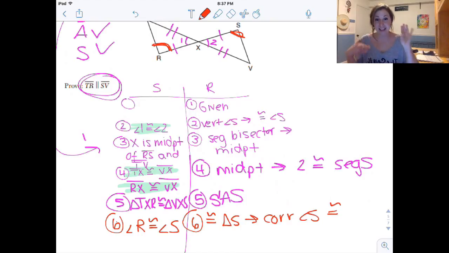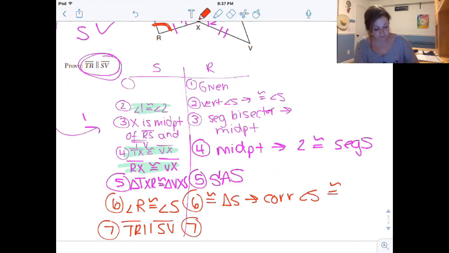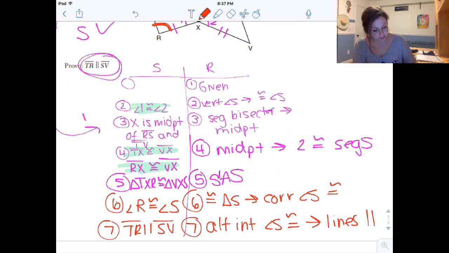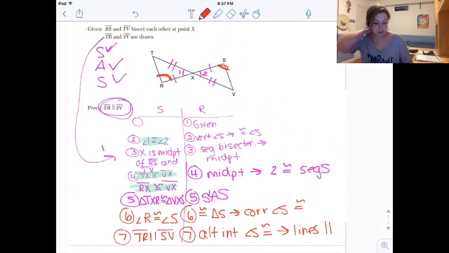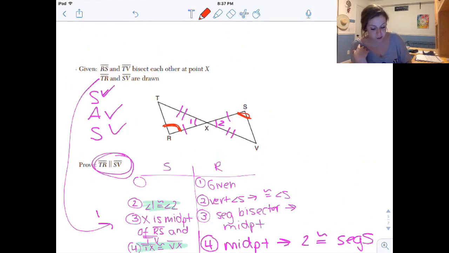Well, now I see I have alternate interior angles congruent. So now I could say that TR is parallel to SV. And my reason would be because I see that my alternate interior angles are congruent, implies that my lines are parallel. That was a Regents proof, right? None of that is beyond what you guys are capable of. So don't let the fact that something looks a little tricky in the proof get you hung up. Just think about what you know. Parallel lines, normally think alternate interior angles.